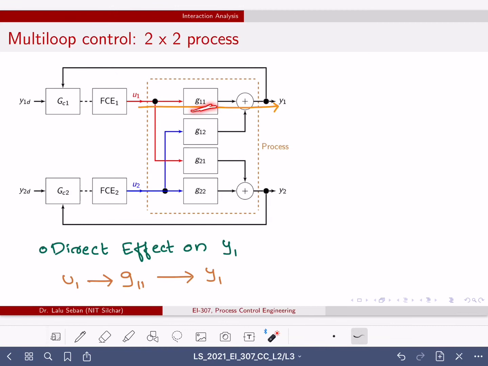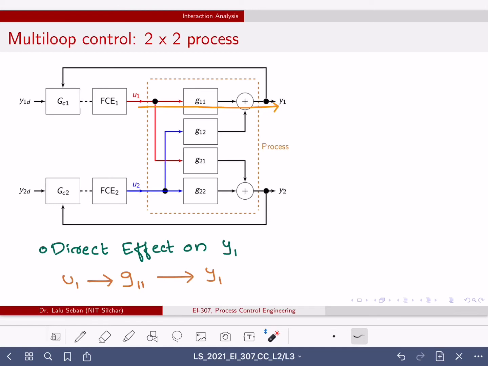Through g11, it will affect y1. We will call that the direct effect on y1, because of the step change in y1 desired. Since there is a step change in y1 desired, u1 will change, and since y1 is equal to g11 u1, there is a relation between y1 and u1, so y1 will also change. Good, that is what we want.